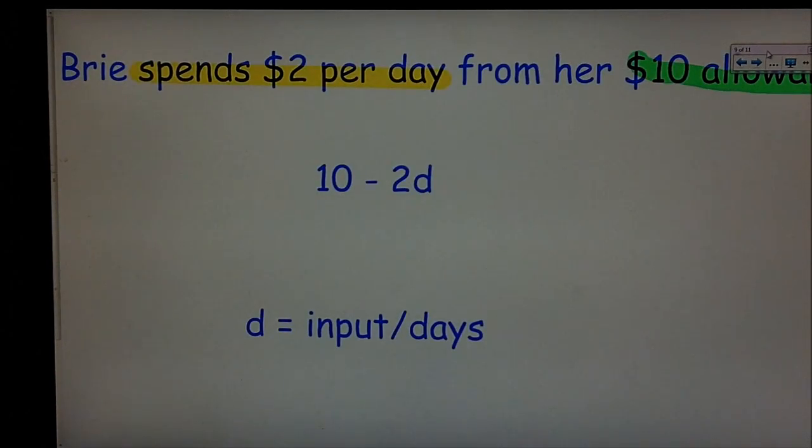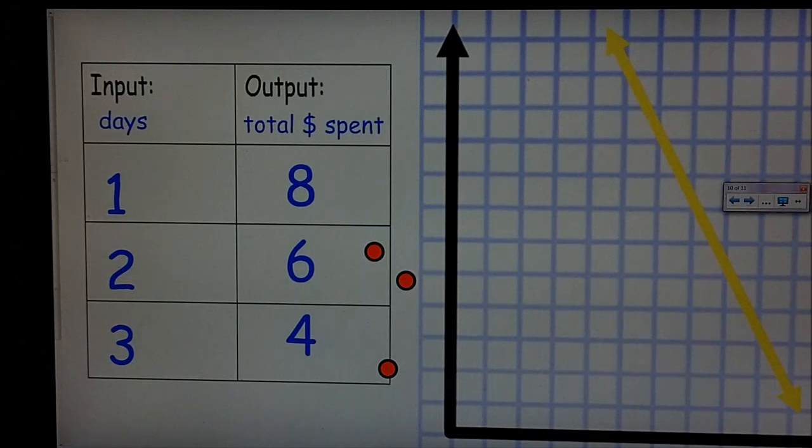Looking at this particular example, I've noticed some key facts, and what I do when I solve problems, even though I'm a math teacher, I still do it. I look for keywords and phrases. This problem says that Bree spends $2 a day, so that money is coming out of her allowance. So I wrote the expression 10 minus 2d. You could have also written the expression negative 2d plus 10, but because we haven't discussed negative numbers yet, I did not include that one. I stuck with this.